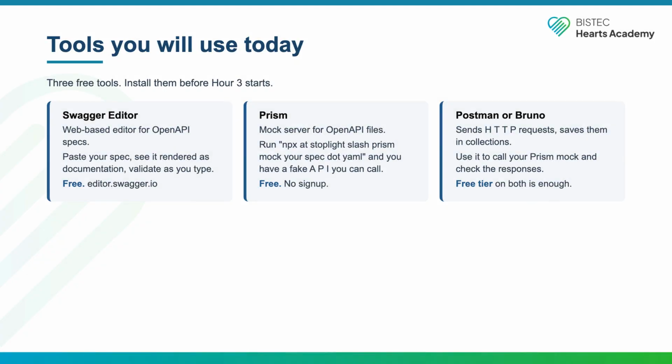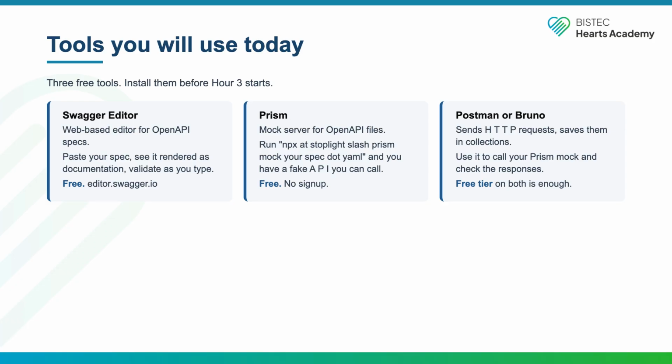3 free tools. Install them before Hour 3 starts. Swagger Editor, a web-based editor for OpenAPI specifications. You paste your spec on the left, you see it rendered as documentation on the right, with validation as you type. Free, no sign-up. Just go to editor.swagger.io. Prism, a mock server for OpenAPI files. You run a single command, npx @stoplight/prism mock your spec, and you have a fake API you can call.